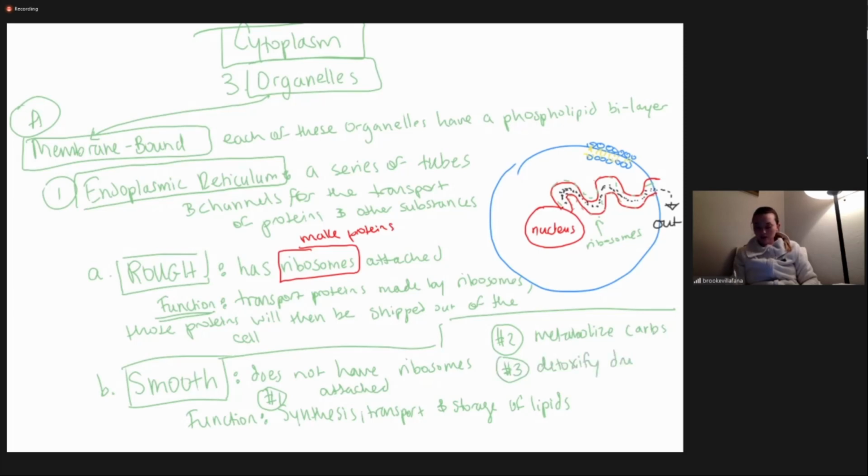Function number 3 of smooth endoplasmic reticulum is to detoxify drugs, alcohol, and poisons. All right, so smooth endoplasmic reticulum does not have ribosomes. It's functioning for a whole other thing. It is working on lipids, carbs, and drugs, alcohol, and poisons. And it doesn't have any ribosomes attached, right?